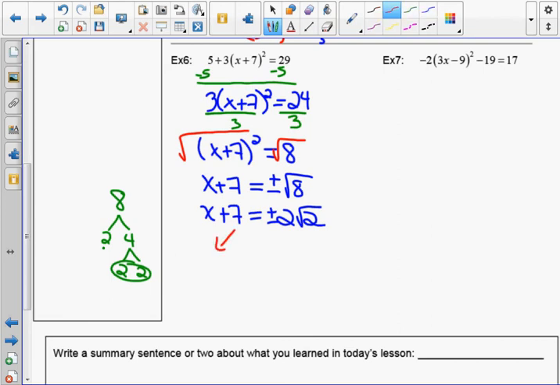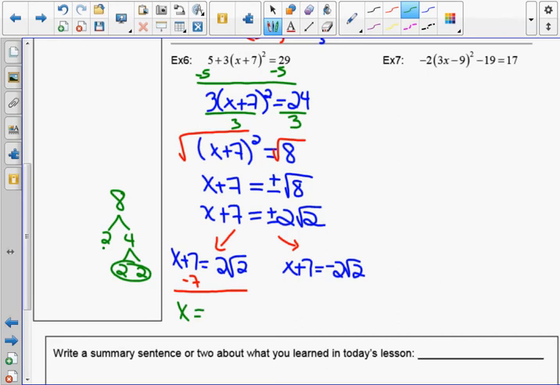We're now going to write our 2 separate equations. So we have x plus 7 is equal to a positive 2 radical 2, and we're going to have x plus 7 is equal to a negative 2 radical 2. Now to solve this, we're going to subtract the 7. So we're going to end up with x is equal to negative 7 plus 2 radical 2.